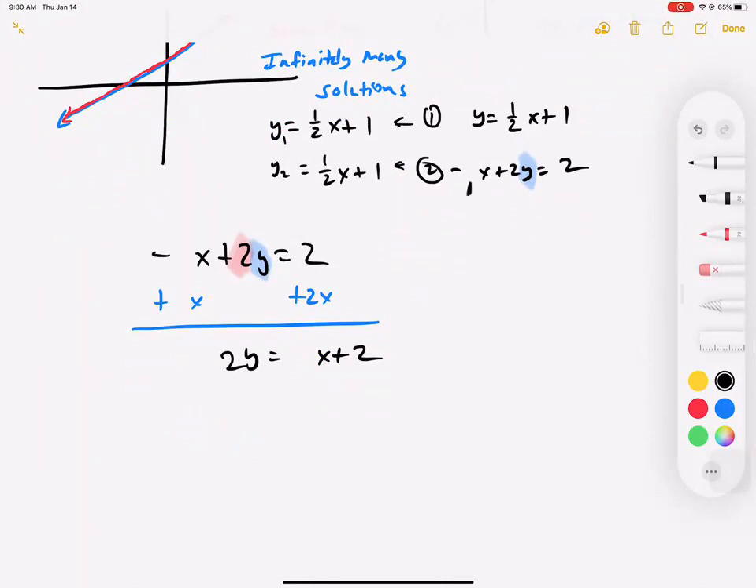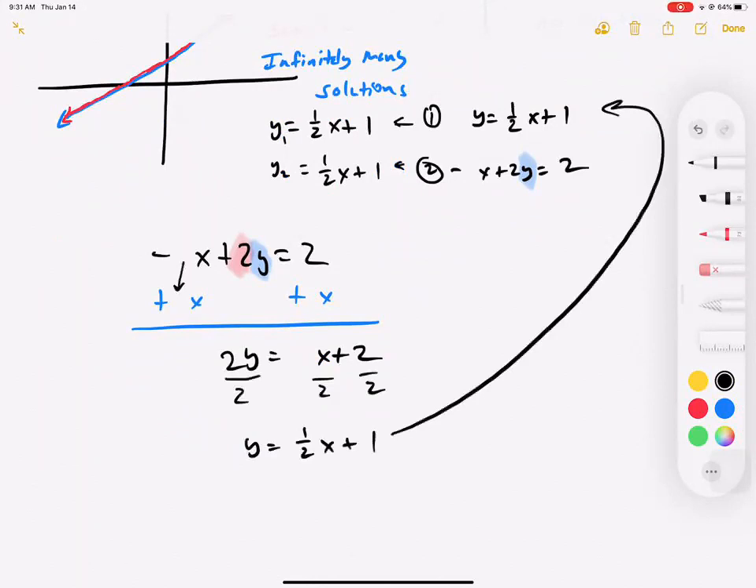So I got rid of the 2 from right there. So we got rid of the x on both sides, and you erase this 2 also. And then we're going to divide by 2 on both sides. y is equal to 1 over 2x plus 1. And it turns out this equation looks exactly like our other equation. So if I did draw them out, they would be exactly the same line.